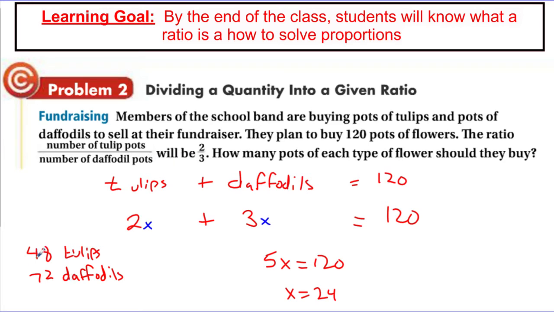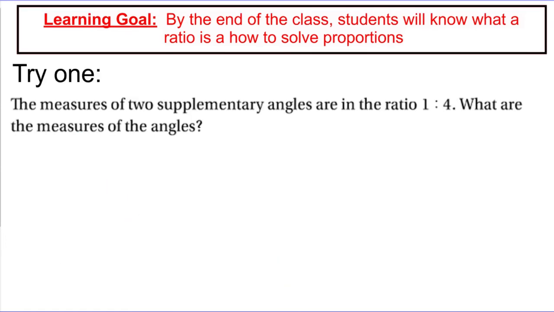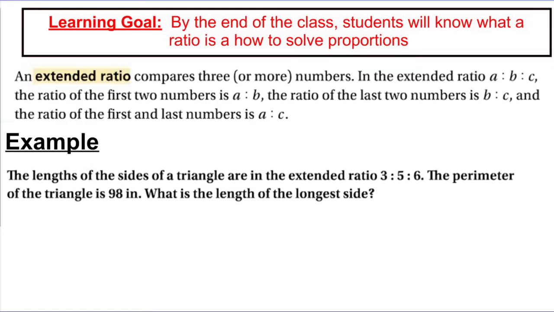48 is a multiple of 2, 72 is a multiple of 3, which are in a ratio of 2 to 3. If I set up this fraction, 48 over 72, and I reduce that, I am still going to get a ratio of 2 to 3, right? So this is an example of using ratios to split up a quantity like 120, a total, into specific sets of quantities, in this case 2 to 3, right? So we can do this with what's called an extended ratio, and the basic idea here is that we can compare more than just 2 things.